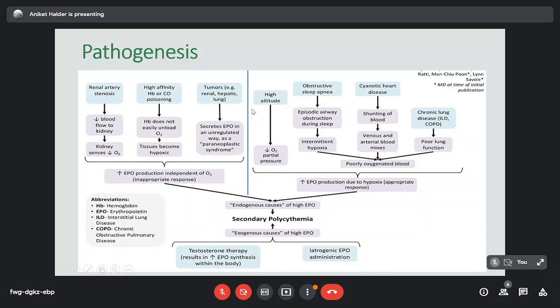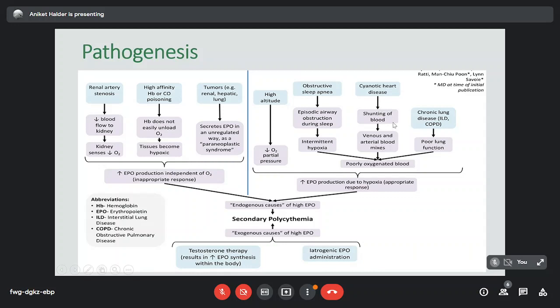Different tumors like the renal cell carcinoma or hepatocellular carcinomas, adrenal adenomas, can secrete erythropoietin in an unregulated way. This is a part of paraneoplastic syndrome. And on the right hand side, we can see the physiologically appropriate response, where increased erythropoietin production is due to chronic hypoxemic states like high altitude or obstructive sleep apnea syndrome, where there is episodic airway obstruction causing intermittent hypoxia.